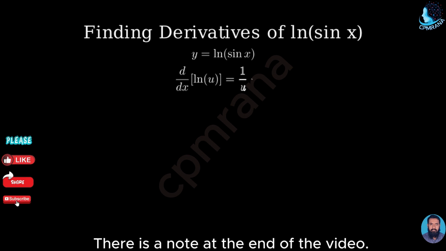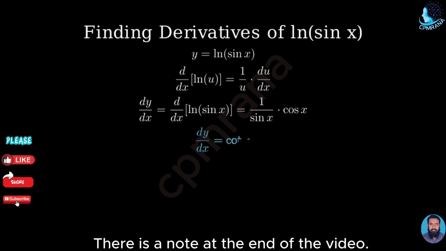Using the chain rule, we know that the derivative of natural log of u is 1 over u times the derivative of u. Here, u is sine x, so we get 1 over sine x times the derivative of sine x, which is cosine x. This can be simplified to cotangent x, since cotangent x is defined as cosine x over sine x.